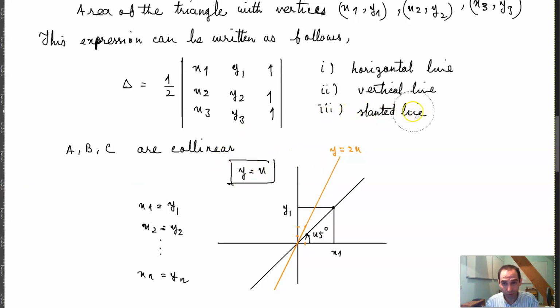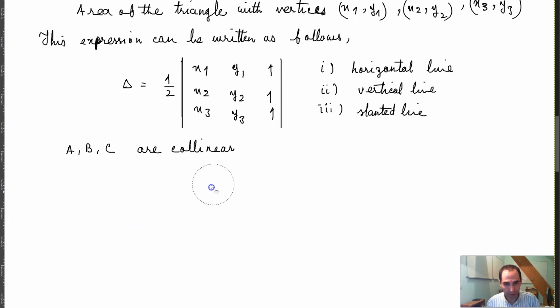Now, what this means is that when the points are on a slanted line, the x's and y's are always in the same proportion. And in the properties of determinants, we said that if 2 rows or 2 columns of a determinant are proportional or in the same ratio, then the value of that determinant is equal to 0, right?